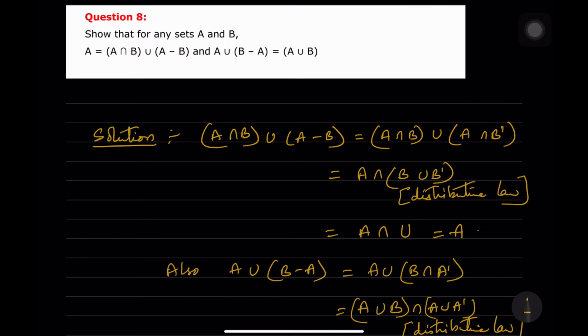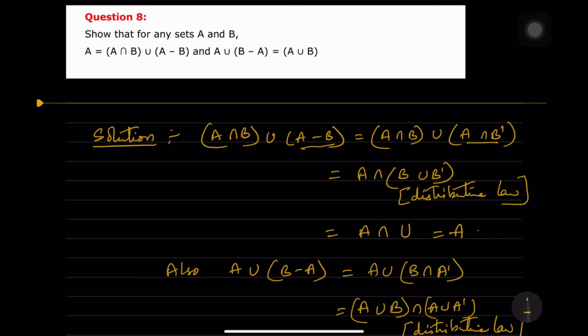So now you are having A intersection B, common elements in A and B, union A minus B, only elements of A will be there and whatever are common will cancel out in B, which is equal to A intersection B union of A intersection B dash. We know that A minus B is equal to A intersection of B dash. We have already seen this.